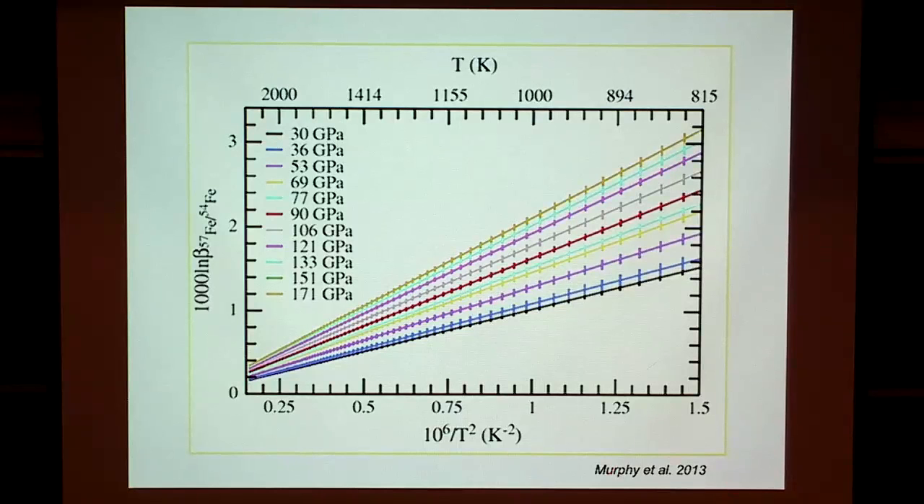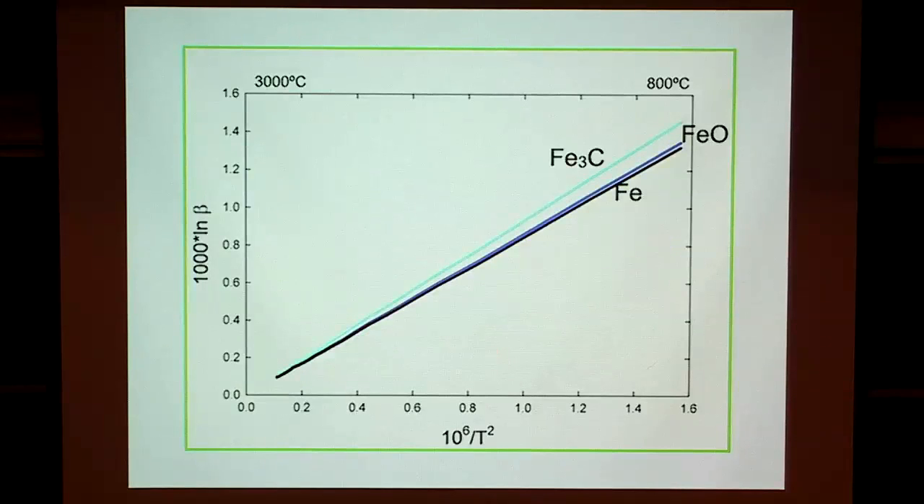So Caitlin Murphy, as part of her PhD at Caltech, looked at this beta factor for iron, and she went to very high pressure. And she shows that there's this very nice pressure dependence for iron for the beta factor. So we took her iron, our FeO, and then the last time we were at the synchrotron, we also measured Fe3C. And the question is, is there a difference between the Fe and the FeO?